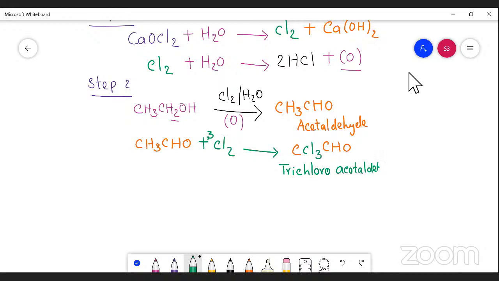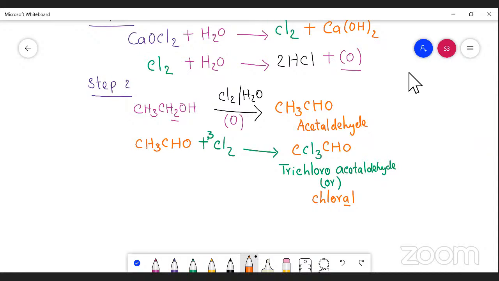Trichloroacetaldehyde, otherwise known as chloral. What is that? Chloral is a chloride, which is a component of DDT, one of the components of DDT. So it is a chloride, and the CHO group is considered as the aldehyde. Now it is trichloroacetaldehyde.